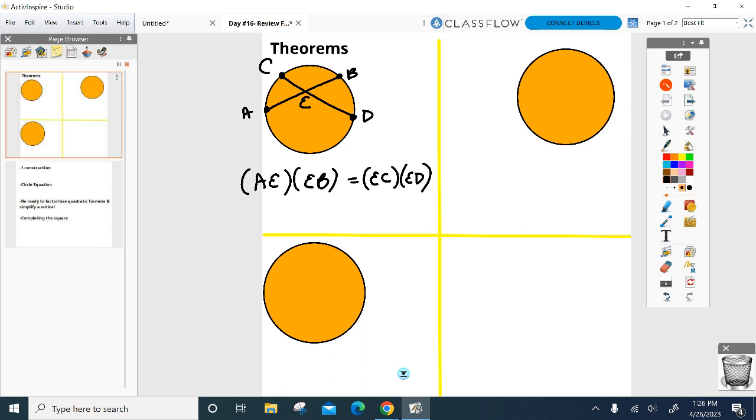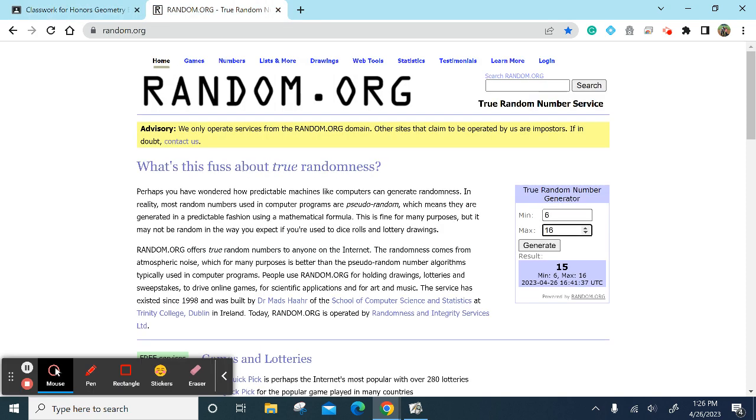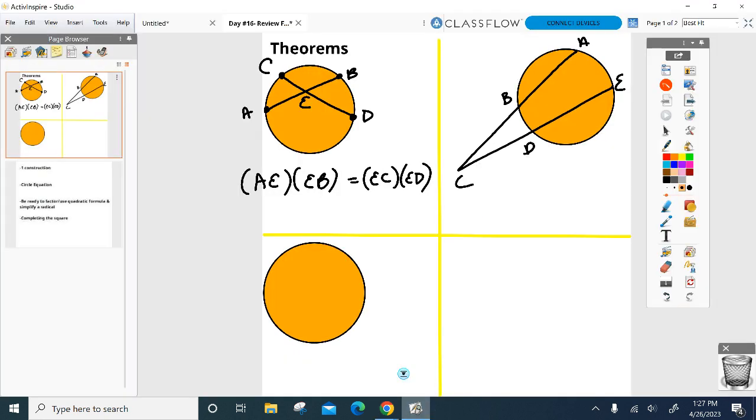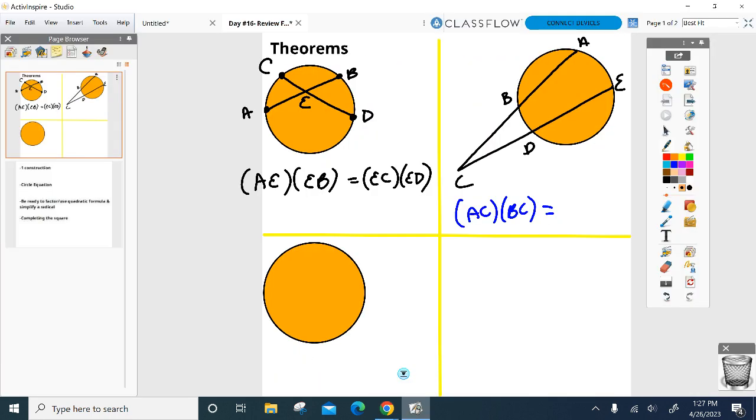All right. How about secants and tangents now? Secants and tangents, we remember whole times external equals whole times external. So let me ask you guys. Give me a whole and external one up here. 16. Give me a whole and external up here. AC times BC. How about the other whole times external up here?